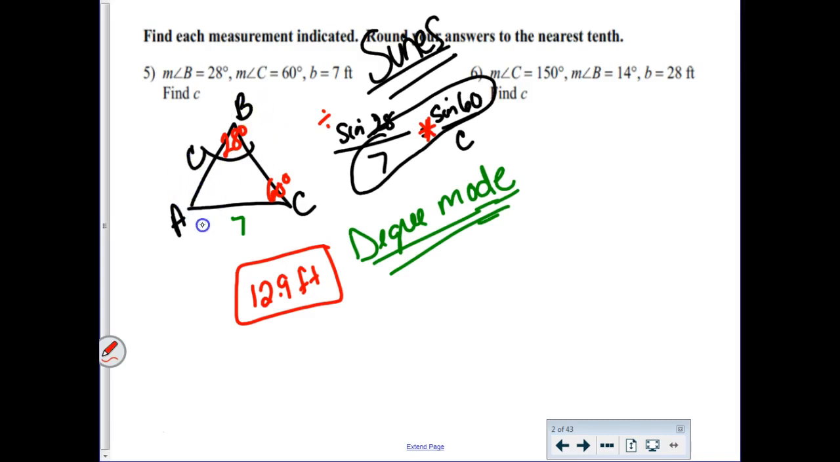Yeah, figure the supplemental angle here, and work from that side of the proportion instead.